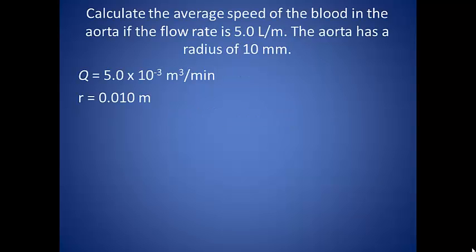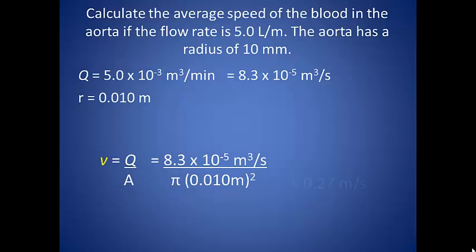So calculate the average speed of the blood in the aorta if the flow rate is 5 liters per minute. The aorta has a radius of 10 millimeters. Pretty straightforward in that we want to find the velocity of the blood. Again, we want to convert our flow rate to cubic meters per minute and our radius to meters. We can also go ahead and convert that cubic meters per minute to cubic meters per second. And from here, it is a simple matter of plugging in our knowns and finding 0.27 meters per second.